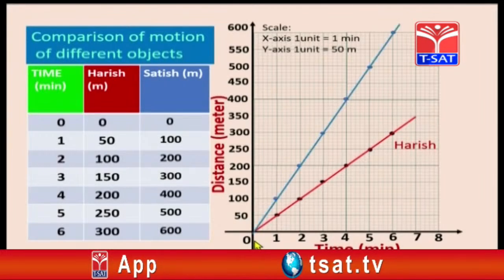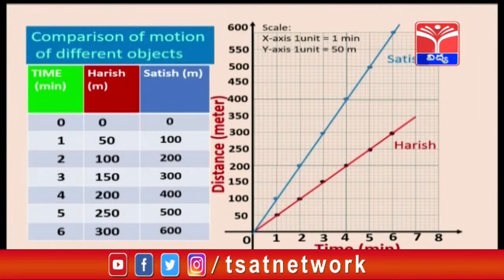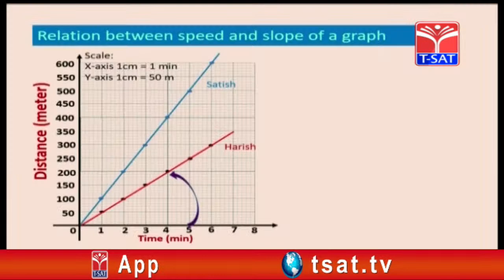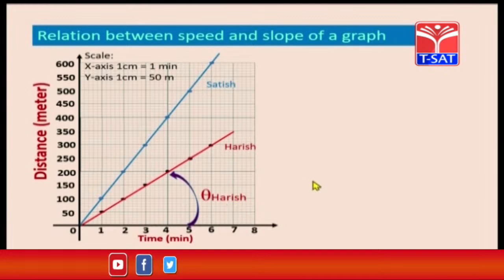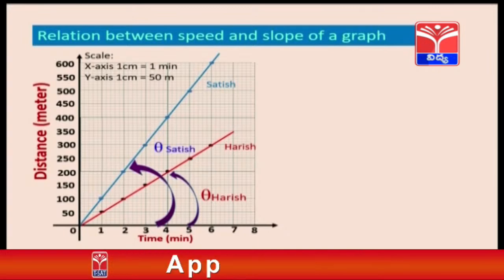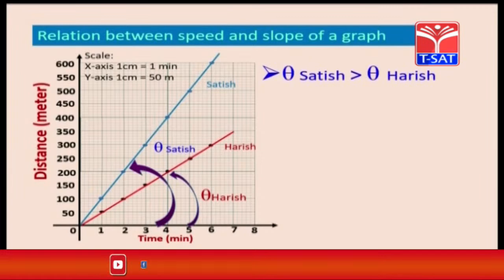a straight line. If you observe these two lines, both are straight lines, but the slope is different. How can we compare the motion of the Harish and Satish journey? See here, children, the angle of incline of the Harish motion is like this, and the angle of incline of the Satish graph of motion is greater than Harish.